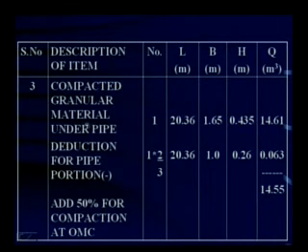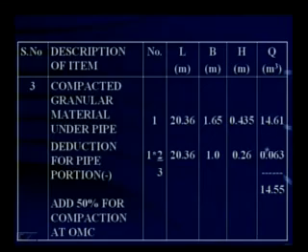Compacted granular material under pipe. As you can see, have you observed in the previous slide that a part of the pipe is embedded in the granular material below? The volume occupied by that part of the pipe, which is fitted inside the granular material, has to be subtracted. This calculation is normal: length, breadth, thickness. All these three we have obtained from the previous slide. It comes to 14.61. Why did I deduct it? I have made this deduction because a part of the pipe is embedded in the granular material. So from 14.61 you subtract 0.063, it comes to 14.55.